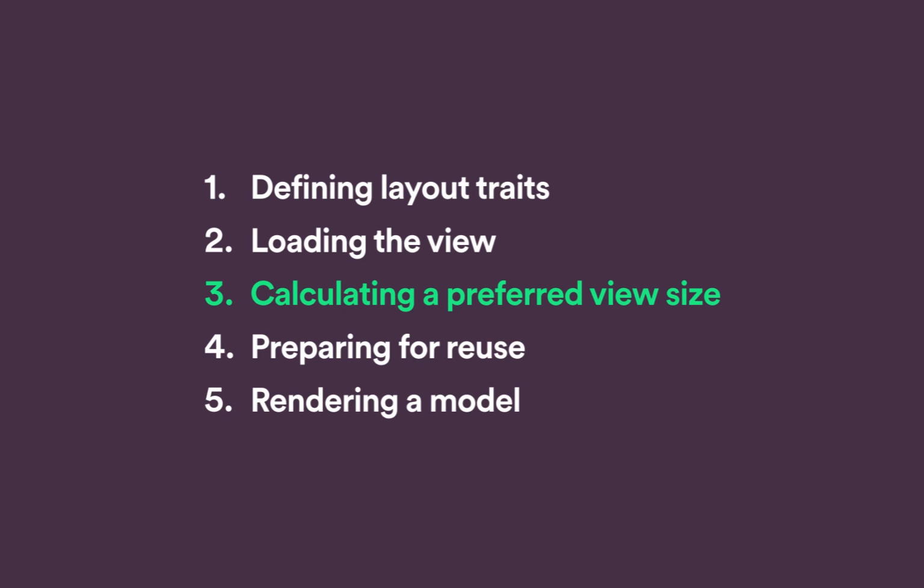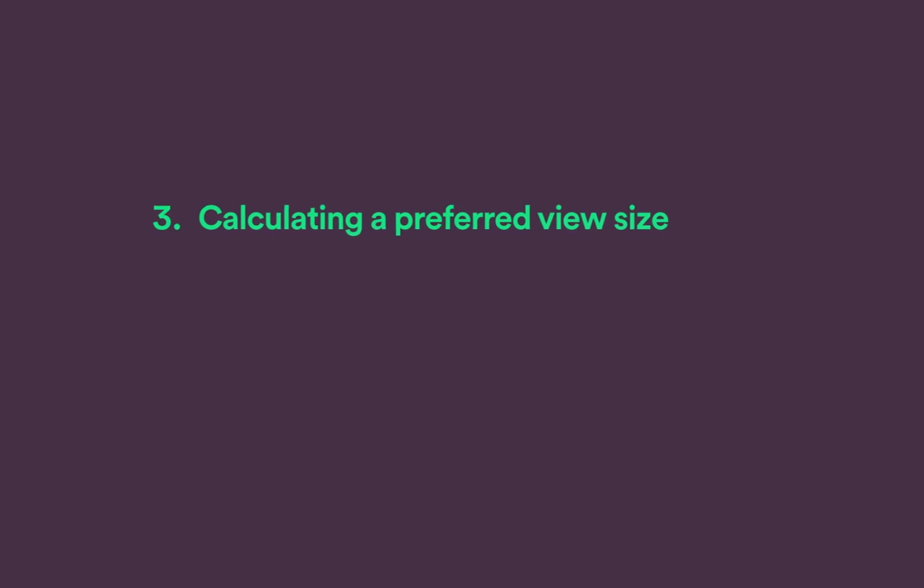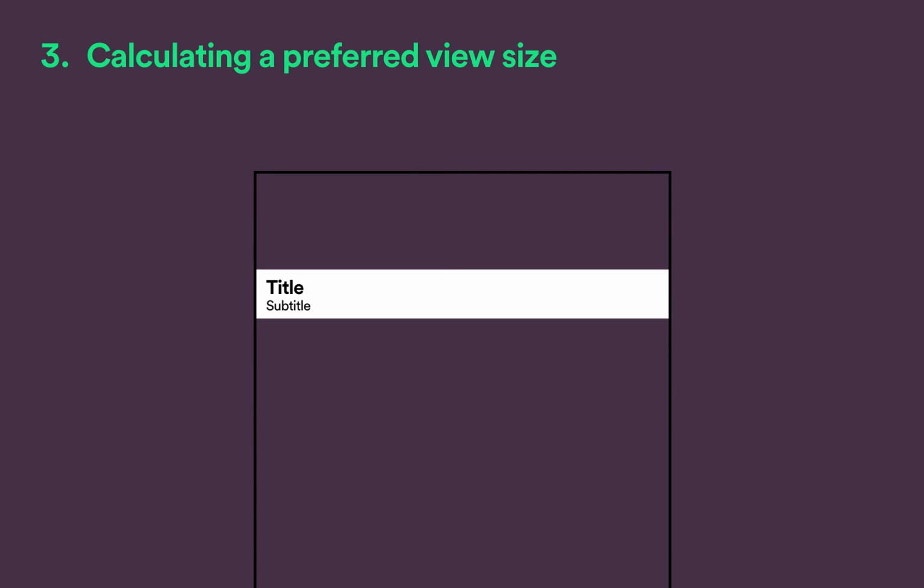Next up is calculating our preferred view size. Now, before we talked about layout traits and how that's used to compute margin between different components. But there's another piece to the layout puzzle, and that is what size do you want your component to be? So each component is actually responsible for calculating their preferred view size. How does a component do that? Well, it gets access to two pieces of information.